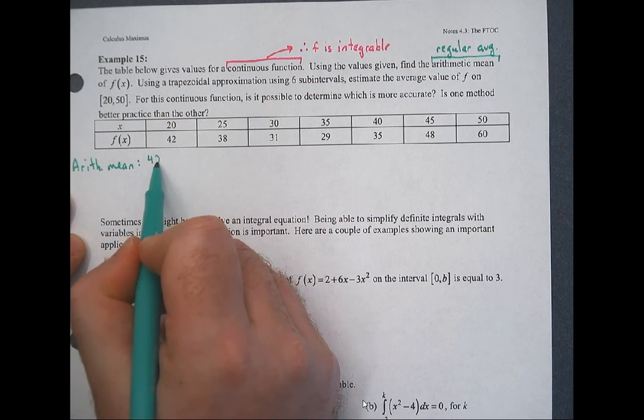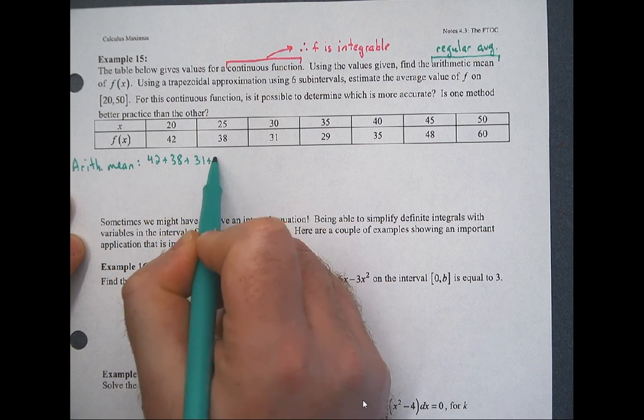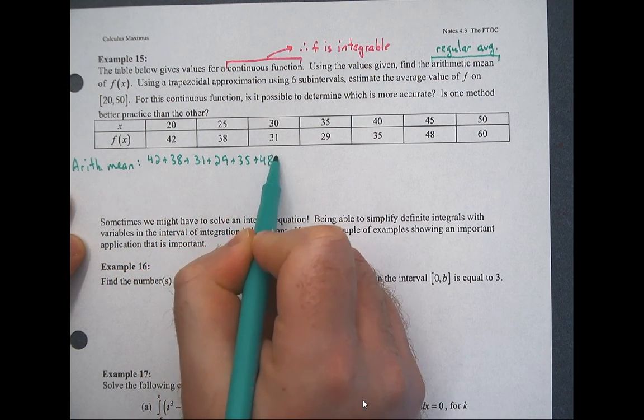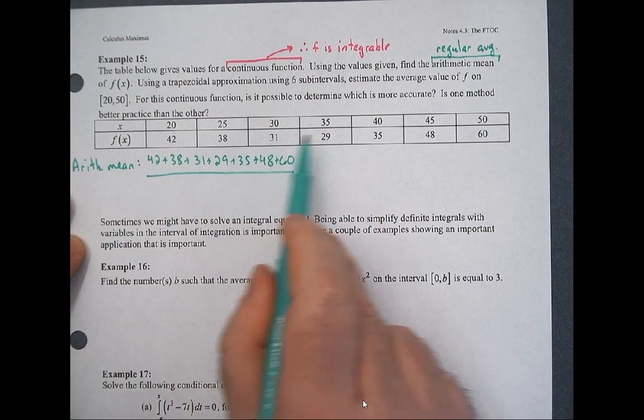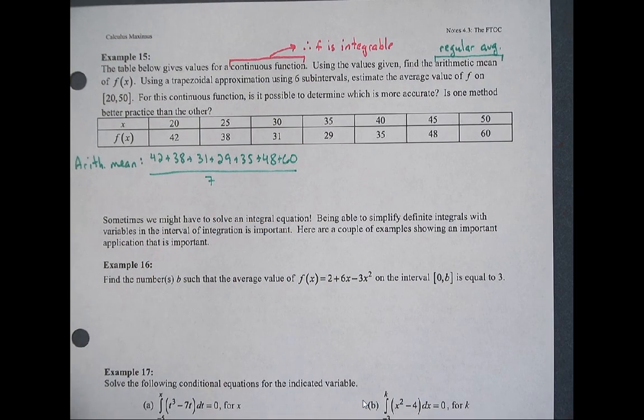42 plus 38 plus 31 plus 29 plus 35 plus 48 plus 60 divided by how many are there? 1, 2, 3, 4, 5, 6, 7. So arithmetic mean is like you'd figure out your GPA, or how your average is on your test scores. Add them up and divide.